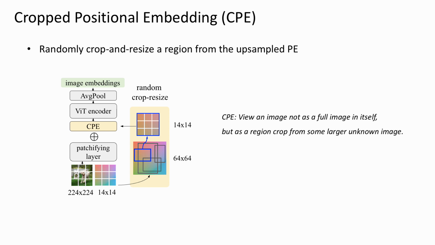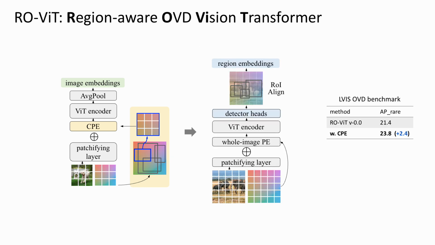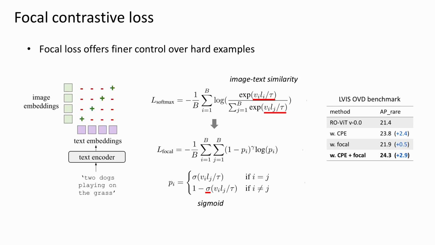Intuitively, learning with CPE allows the model to view an image not as a full image in itself, but as a region crop from some larger unknown image. And this better aligns with the use of positional embeddings in downstream OVD tasks. We observed that pre-training with CPE improves the baseline by 2.4 AP rare. In addition, we propose to use focal loss in the CLIP pre-training. This allows us to have finer control over hard examples and helps focusing on the novel concepts. We observe focal contrastive loss provides further improvements.